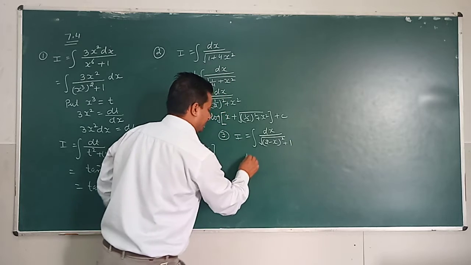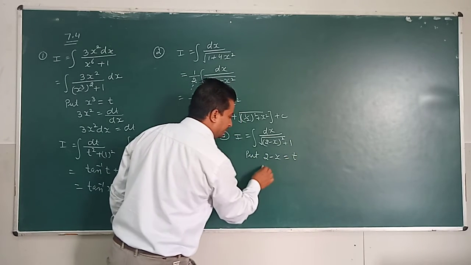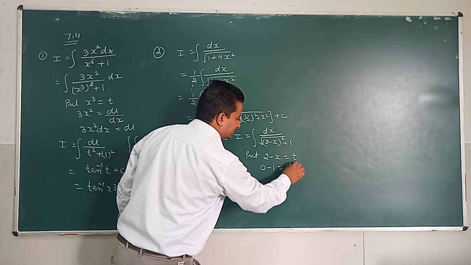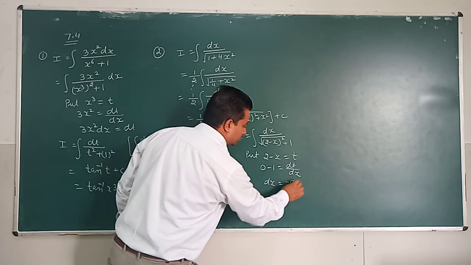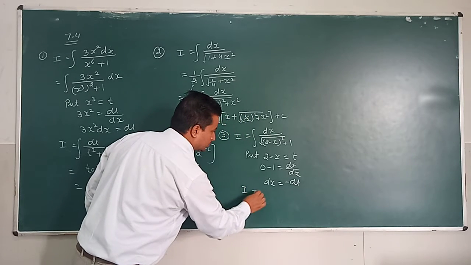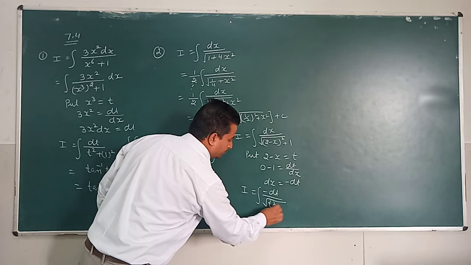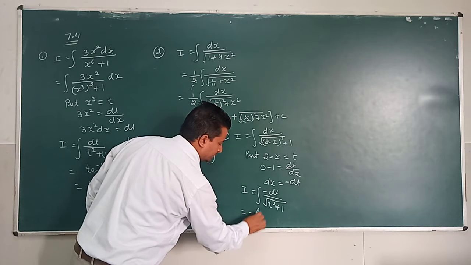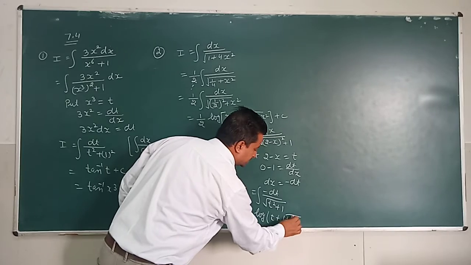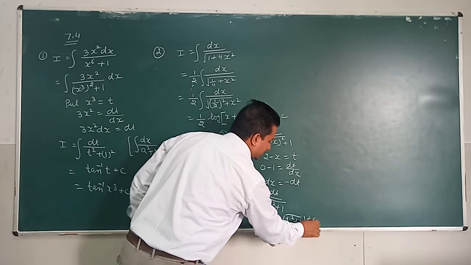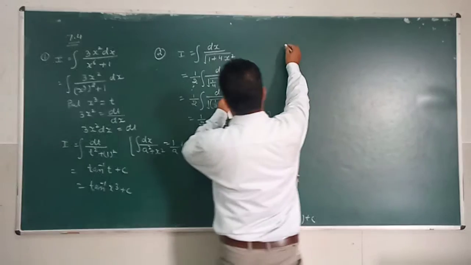In question number 3, I is equals to dx upon square root of 2 minus x square plus 1. In this, we first put 2 minus x is equal to t. When we differentiate this with respect to x, dx is equals to minus dt. So it's minus dt upon square root of t square plus 1, which is the formula of log t plus square root of t square plus 1 plus c. Put value of t, that's 2 minus x.